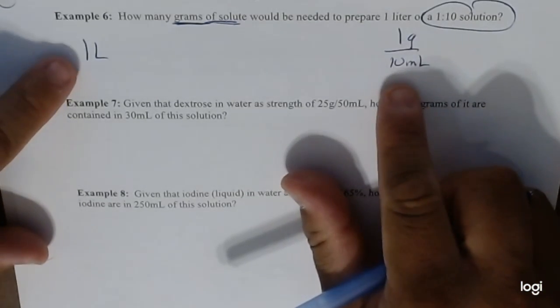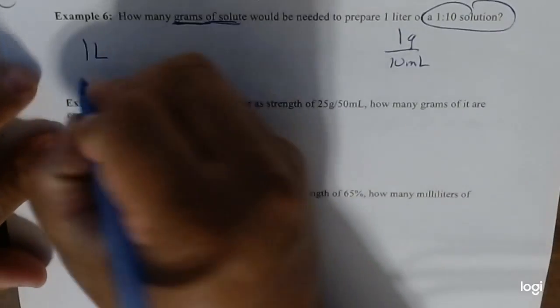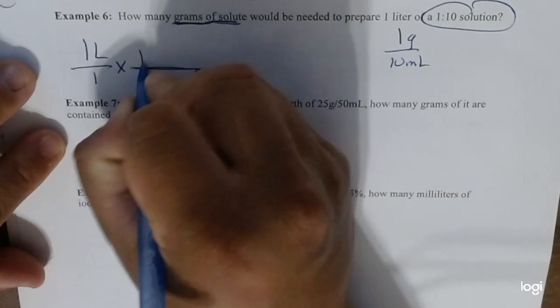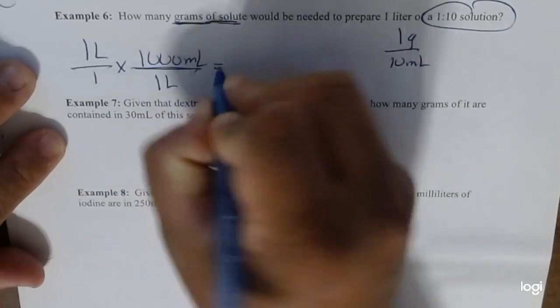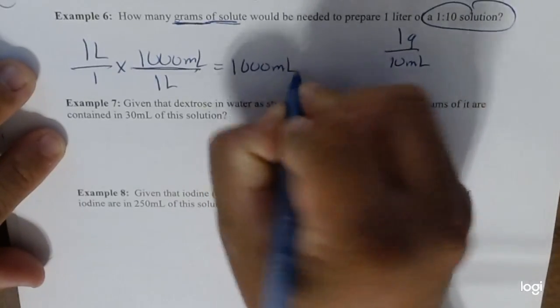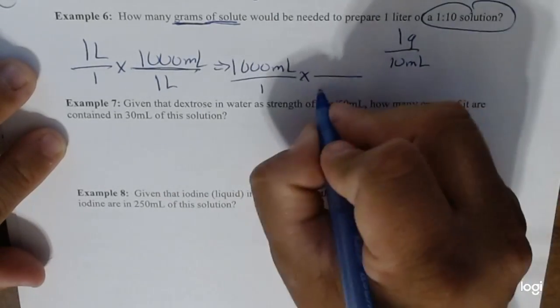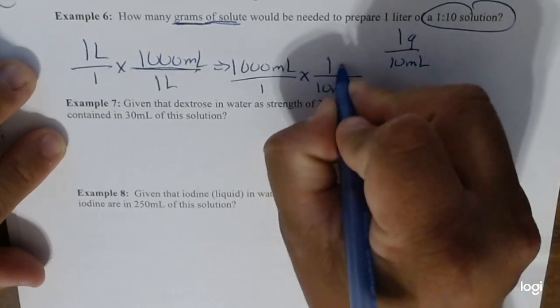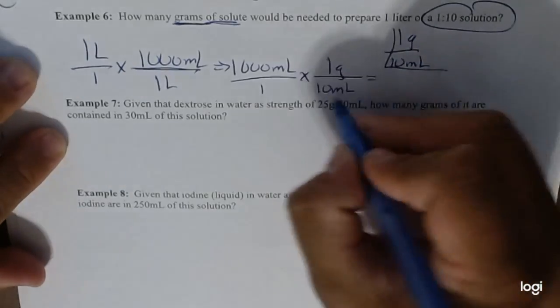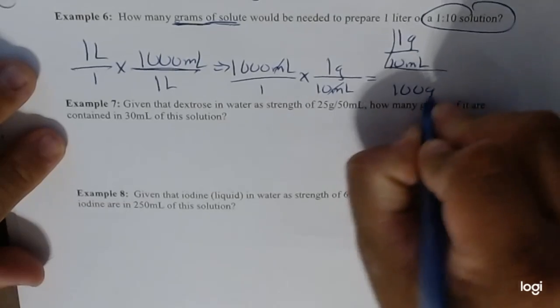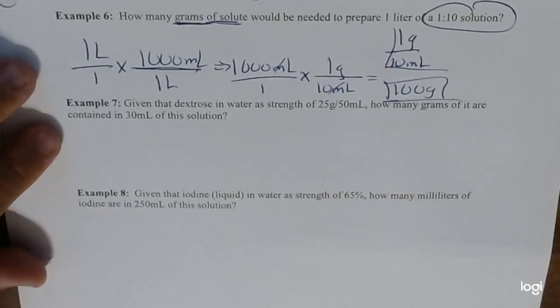Well, here's a problem, right? Liters to milliliters doesn't work, so I have to convert this first to milliliters. So we know for every 1 liter, there are 1,000 milliliters, so this is now 1,000 milliliters, and now we can use a portion. Times, every 10 milliliters, there's 1 gram. Okay, now we just divide, so therefore this is going to be 100 grams in 1 liter.